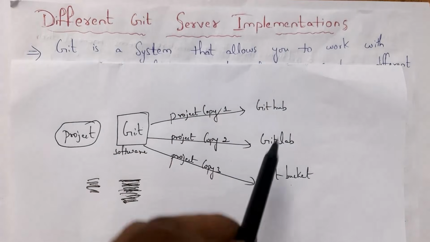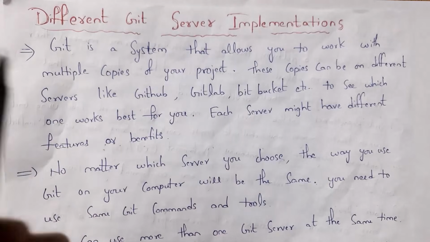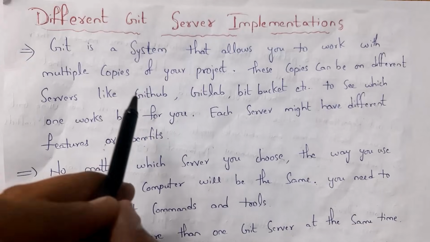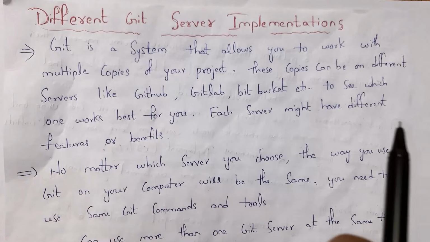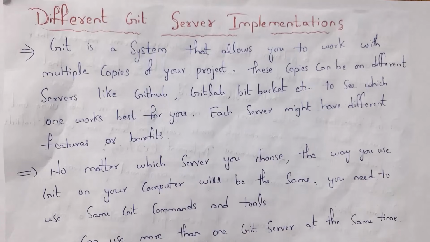And you can also work with all the servers at a time. Git is a system that allows you to work with multiple copies of your project. These copies can be on different servers like GitHub, GitLab, Bitbucket, etc. to see which one is best for you. Each server might have different features or benefits.